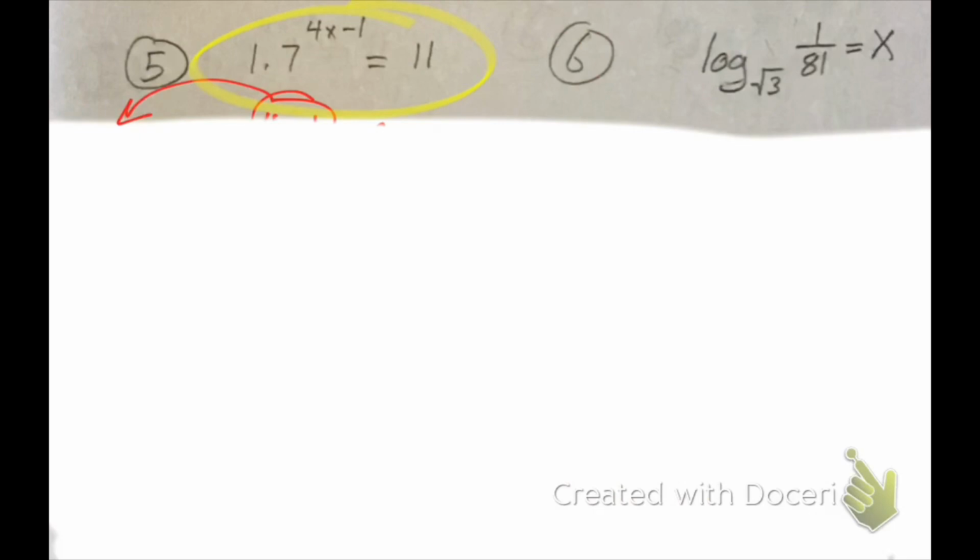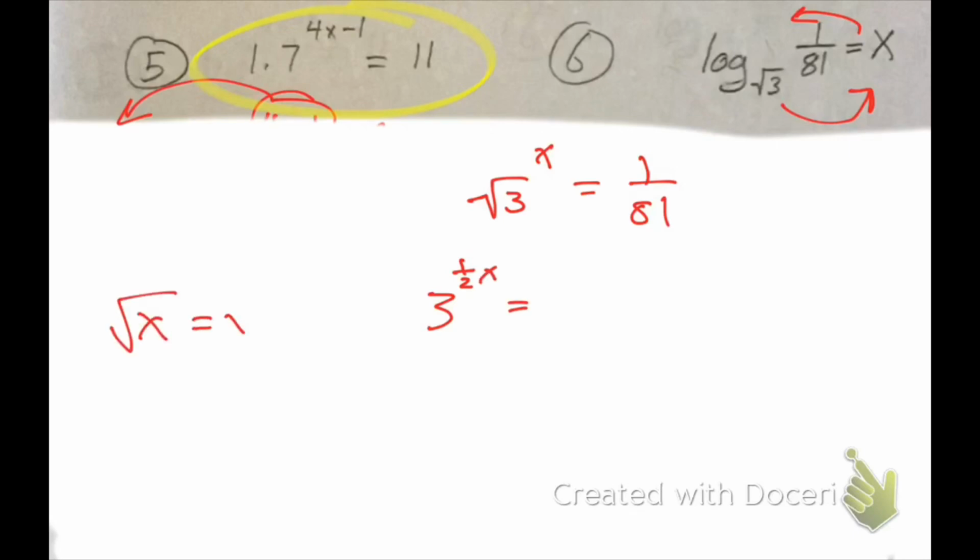But when we're looking at number 6, I'm going to rewrite it in exponential form. That gives me root 3 raised to the x is equal to 1 over 81. I'm going to rewrite this as 3 to the 1/2 x, because remember, root x is the same thing as x raised to the 1/2.